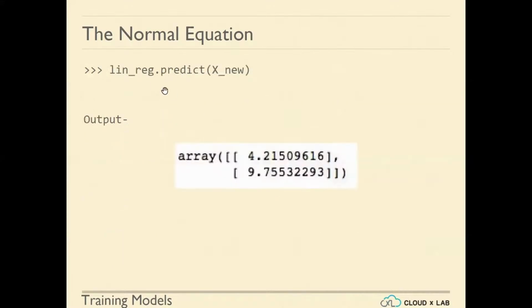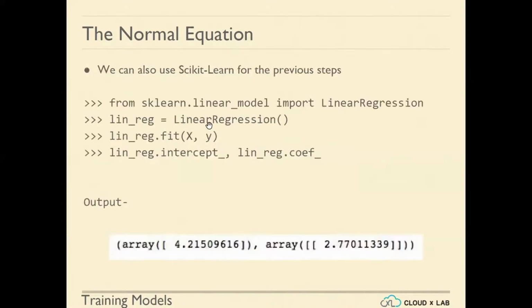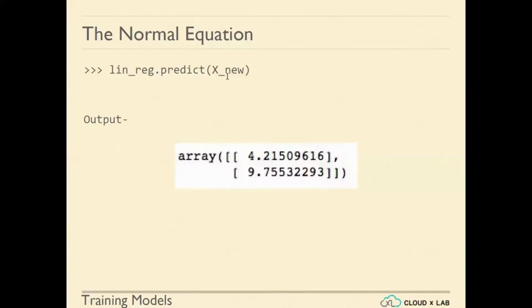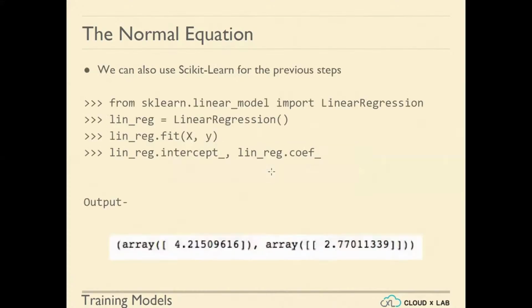And if you want to make predictions using this linear model, you will use the dot predict method. You will pass the input values, use this model, and you will get the output values, the model's predicted values. Any doubt here? Right.